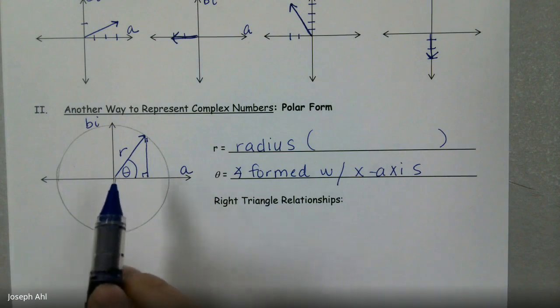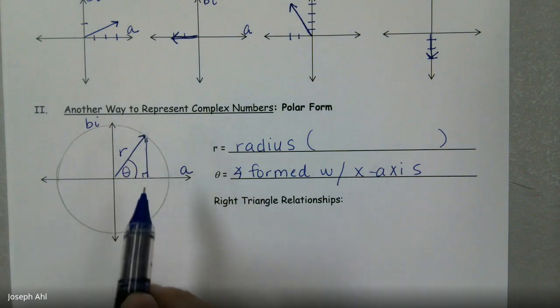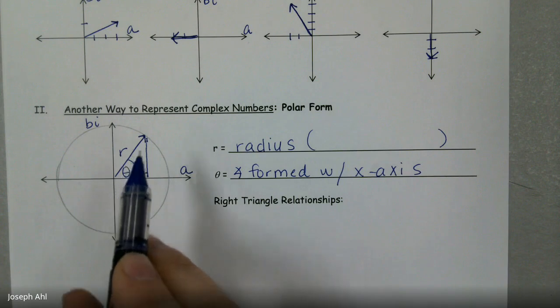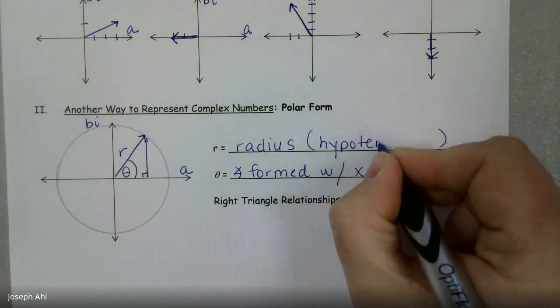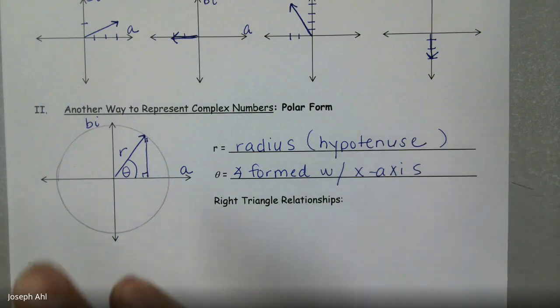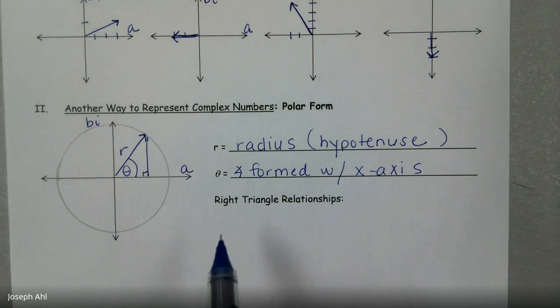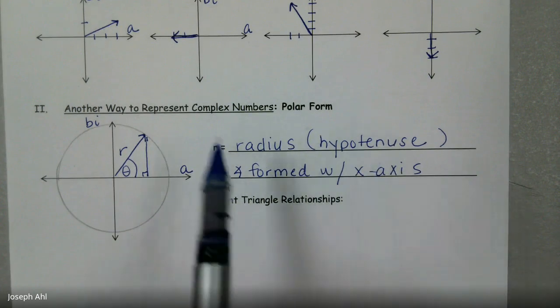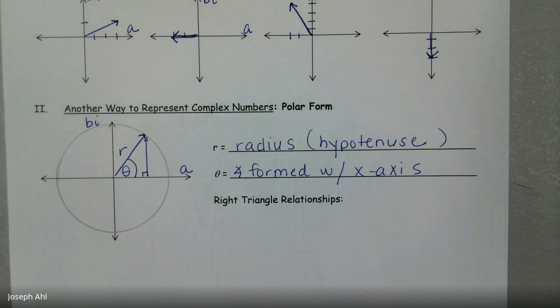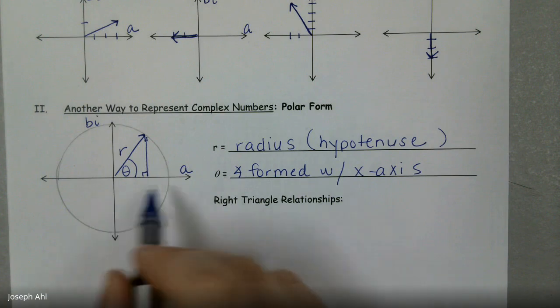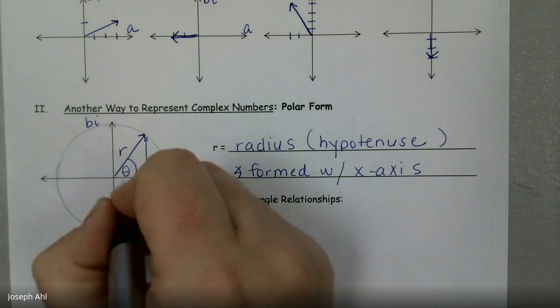What I want you to do is think about that when I drop that line straight down to this real number axis, that we've created a right triangle. So r is really the length of the hypotenuse of that right triangle. And that will help later on when we start doing some conversions between these two forms. What we have in polar form is where we're headed, and then this is called rectangular or just complex number form.